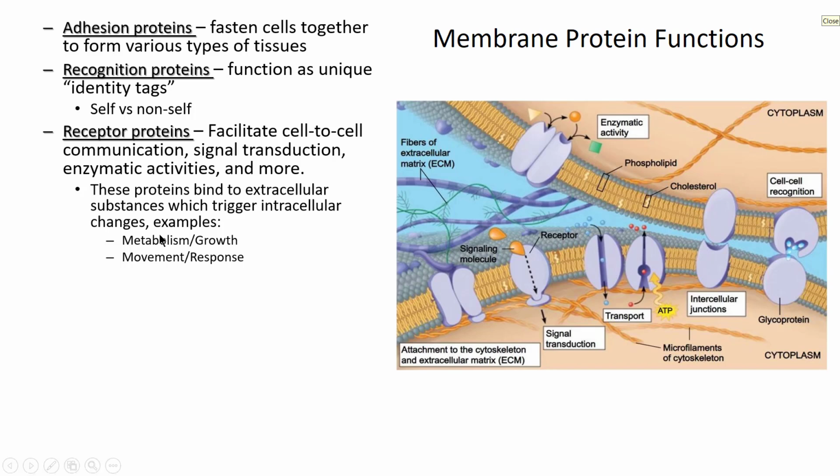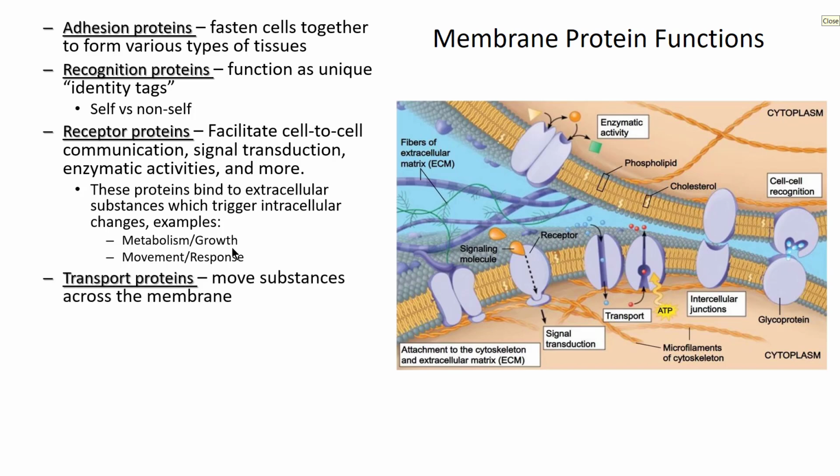So examples would be the way your body metabolizes and grows. It gets signals that change its metabolic patterns and growth patterns. It also relates to things like movement and response. So if you get a positive signal, you might move towards that signal like a nutrient, or if you get a negative signal, you might move away from it like a toxin or a threat of some kind.